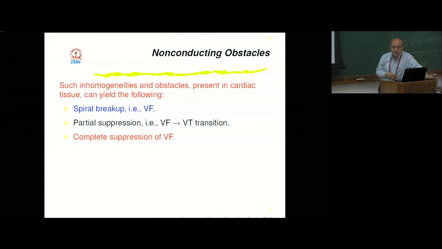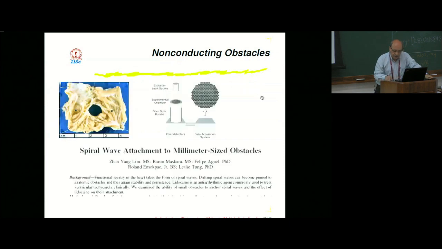So first, let's look at inhomogeneities and obstacles which can occur in cardiac tissue because of scar tissue, which has been formed earlier. There were a variety of experimental results showing that sometimes such inhomogeneities can lead to fibrillation. Sometimes they can suppress it partially, make ventricular fibrillation go to ventricular tachycardia, or completely suppress ventricular fibrillation. And experiments are done. For example, here, this is chicken cardiac tissue. To make an inhomogeneity, you just punch a hole through it.